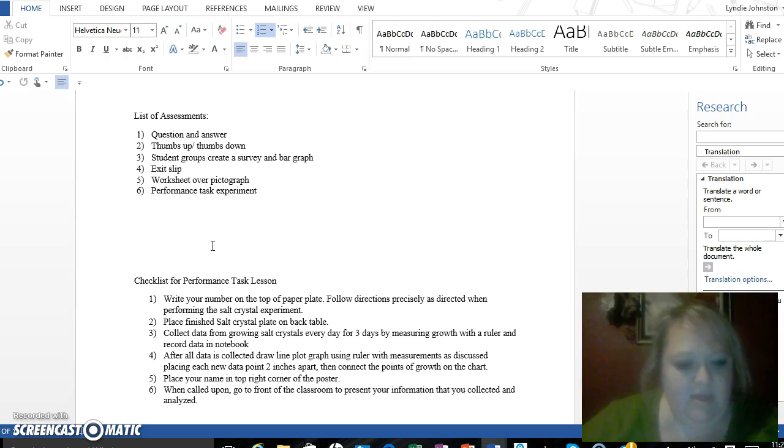Also, in week 2, I'm having the students work in groups, and they will do a survey amongst other groups in the class, and each group will create a bar graph. I will do an exit slip. Also, week 3, I'm going to do a worksheet over a pictograph.